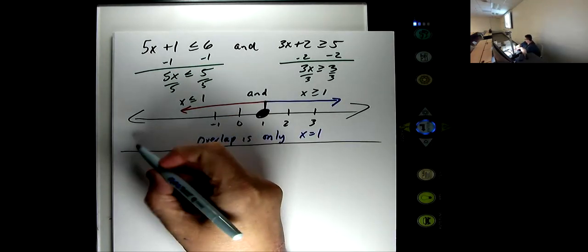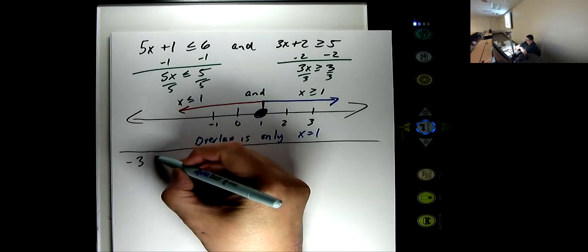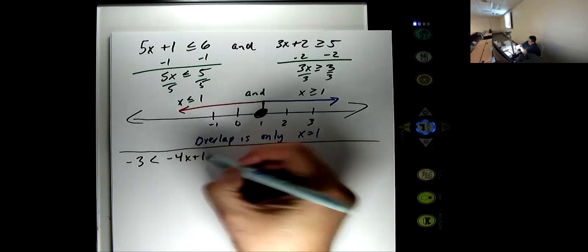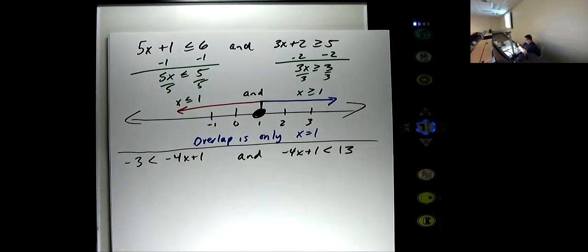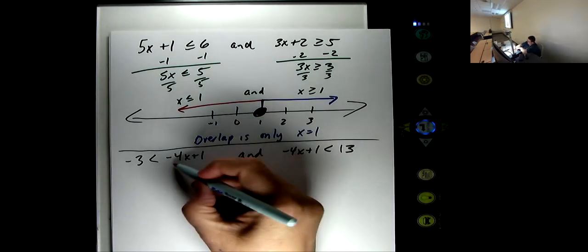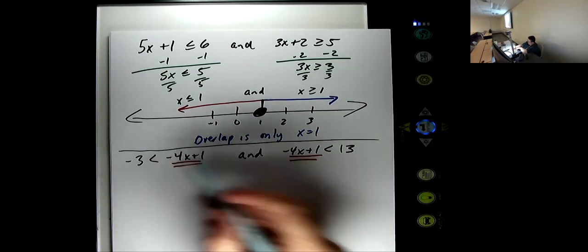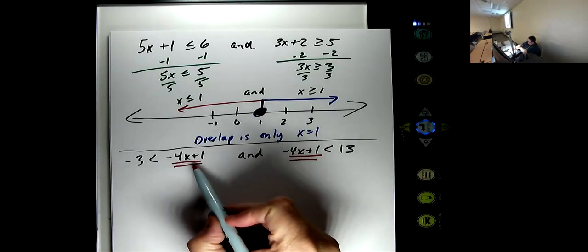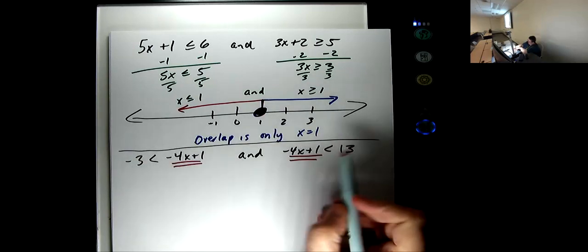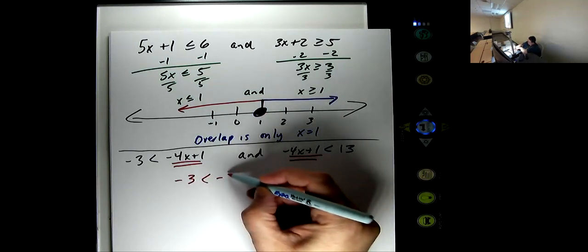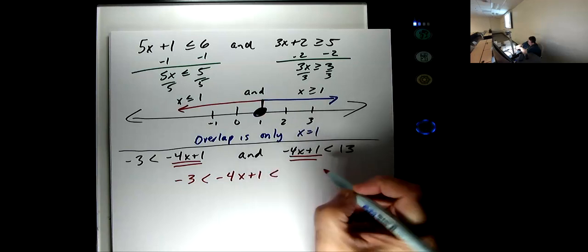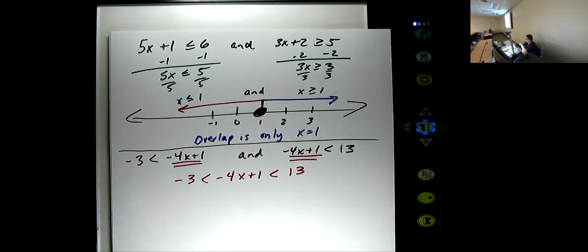All right, let's kick it up a notch. Not up a notch, but let's show another twist. So when the inequalities have the same thing, and they're set up like this, where one of them is a number less than it, and this is less than another number, we can actually merge this into one big triple inequality.